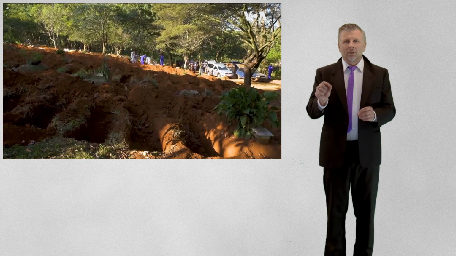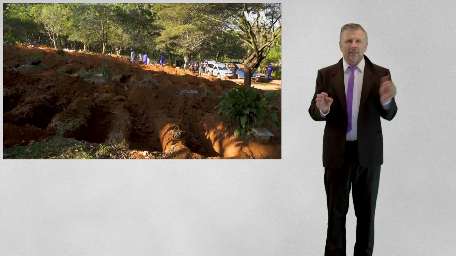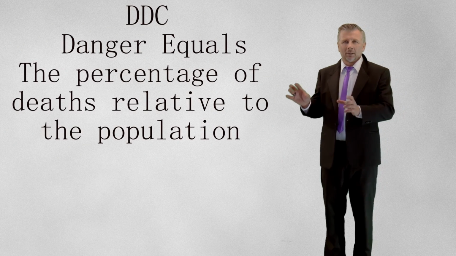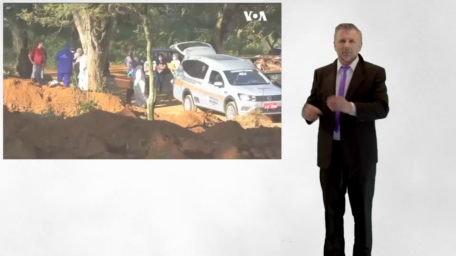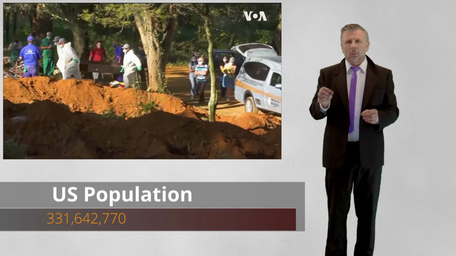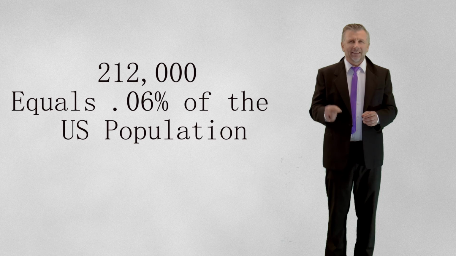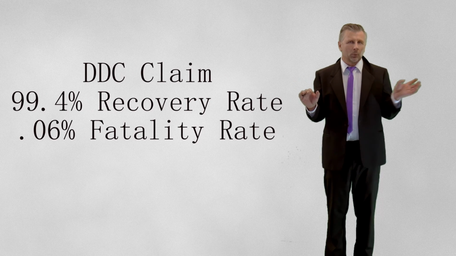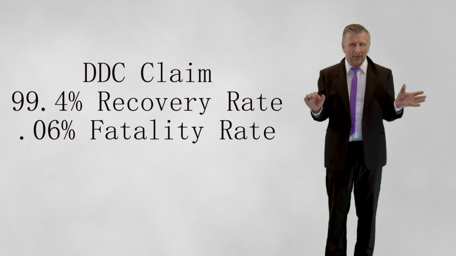The methodology employed could be written as: danger equals the amount of deaths relative to the population. In the US, the population is just over 330 million. COVID deaths are at 212,000. 212,000 is equal to 0.06% of the entire population. Some people would describe that as a 99.94% recovery rate or 0.06% fatality rate.